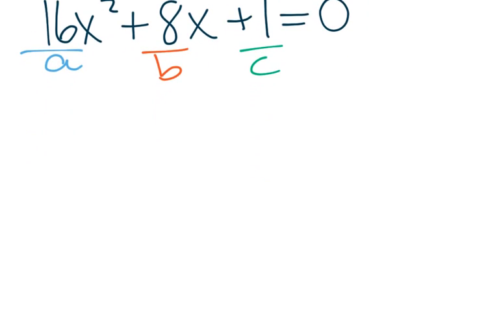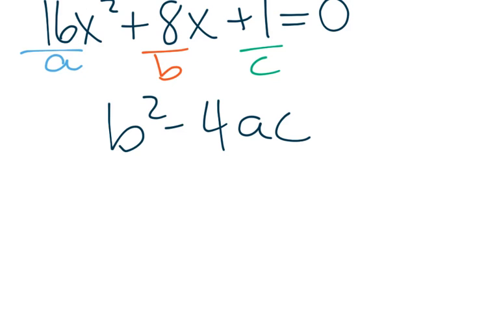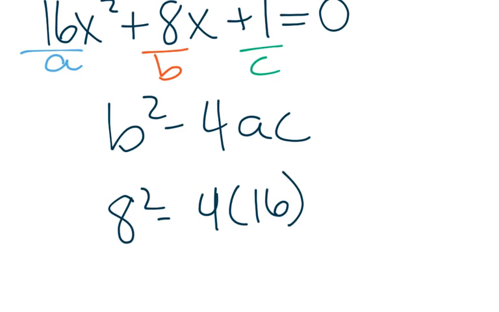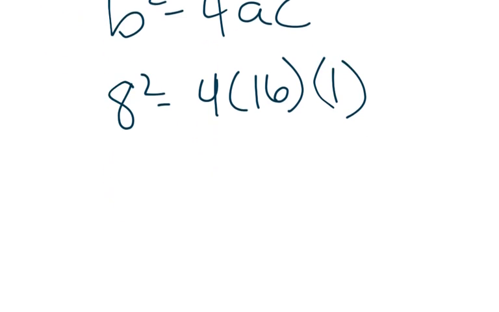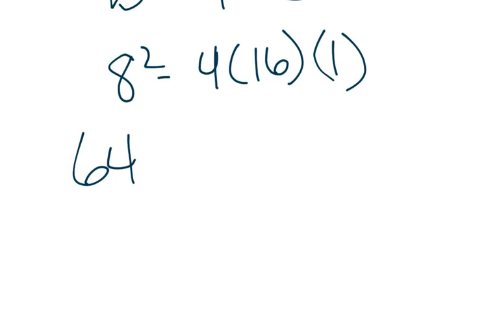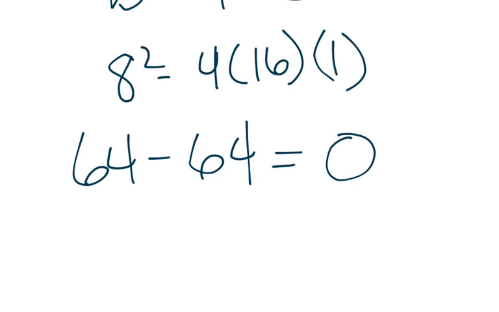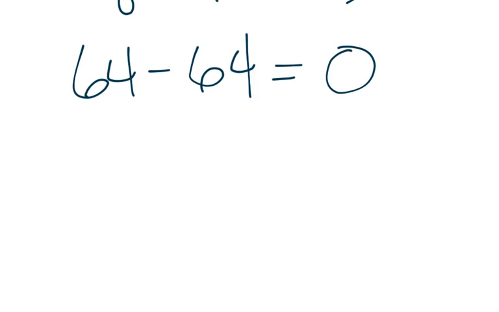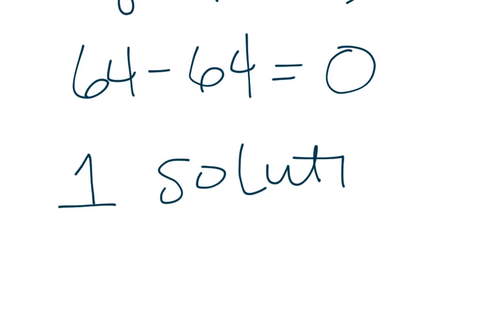So we are going to plug this into the equation b squared minus 4ac. So we have 8 squared minus 4 times 16 times 1. So 8 squared is 64, minus 4 times 16, and that is 64. And 64 minus 64 is 0. So anytime the discriminant equals 0, that means you have one solution. And this is your answer.